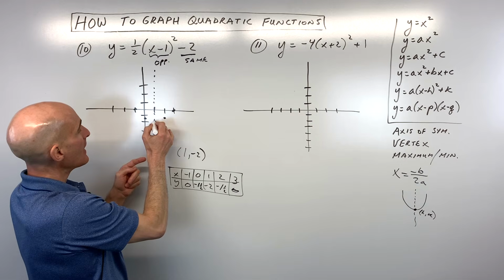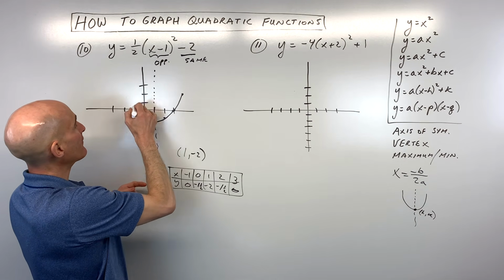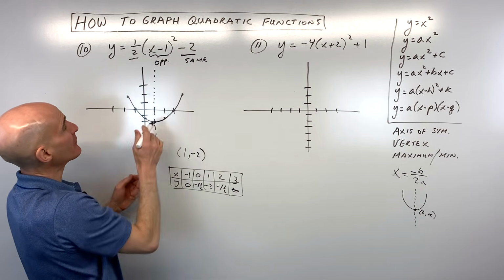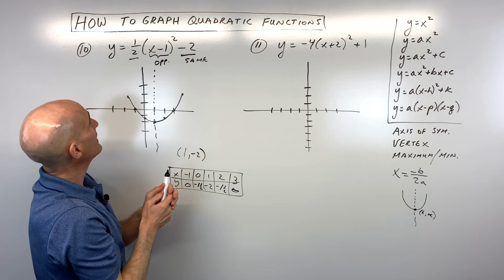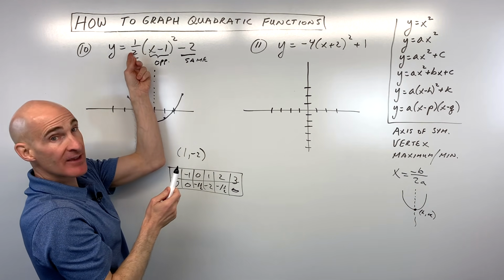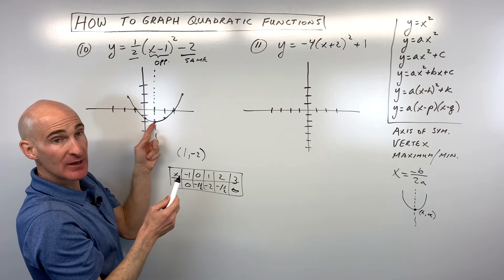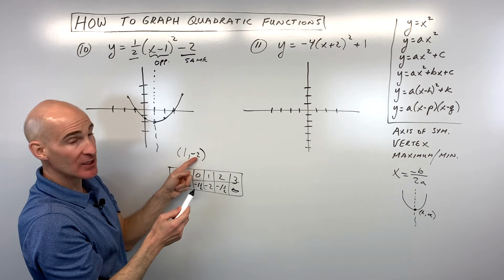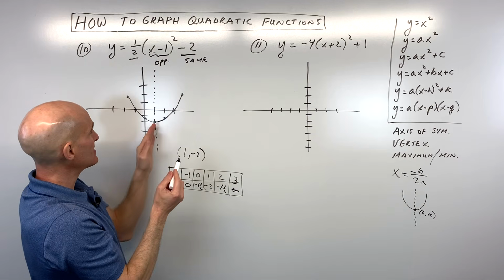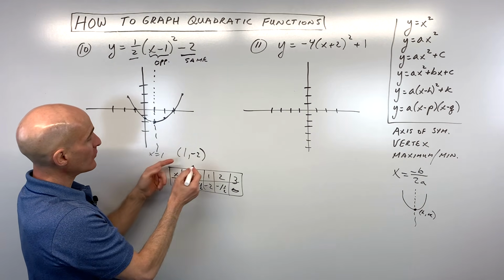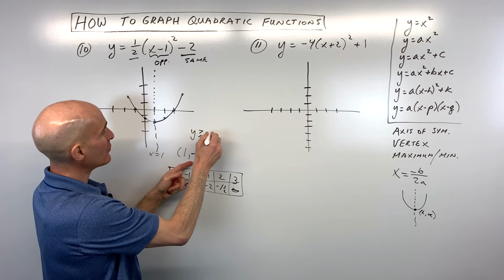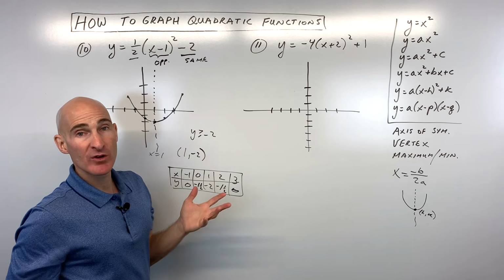One thing you'll notice about this graph is that because of the 1/2, it's a little bit wider, so it's opening up wider. We know that it's opening up because the a value is positive. This has a minimum value. That minimum value is going to be at -2. The axis of symmetry is going to be right here through the x-coordinate of the vertex, x equals 1. And the range is going to be y is greater than or equal to -2, and we covered it.